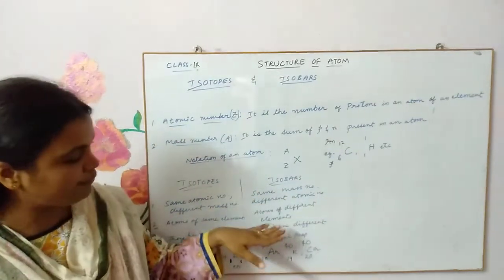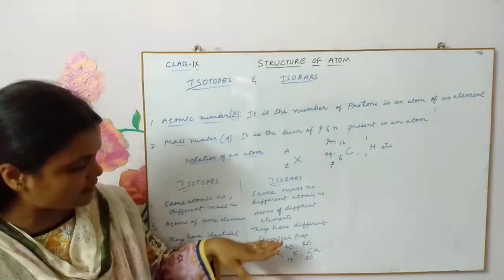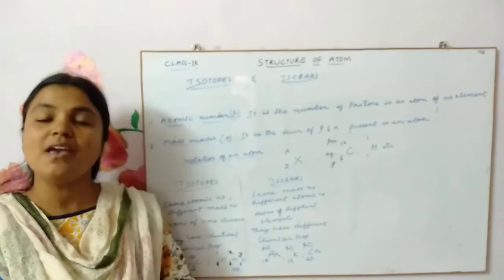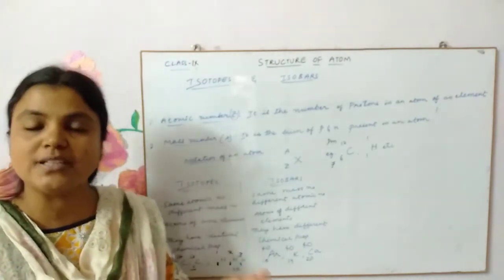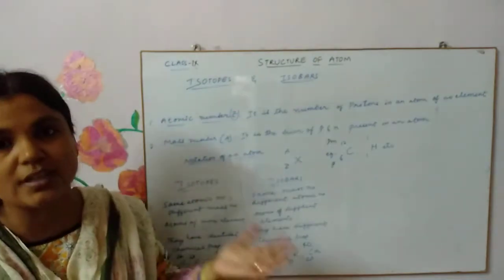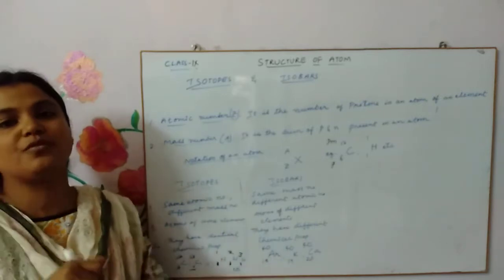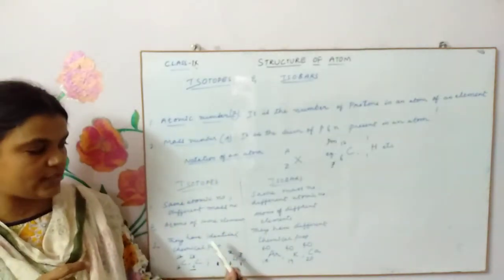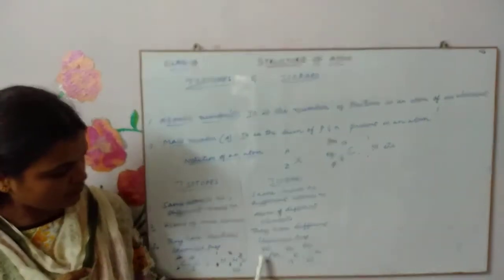Atoms of different elements, as I said, have different chemical properties. Why? Because their atomic numbers are different and the number of electrons are different, so the chemical properties also will be different. If you see, they are quite opposite to that of isotopes.